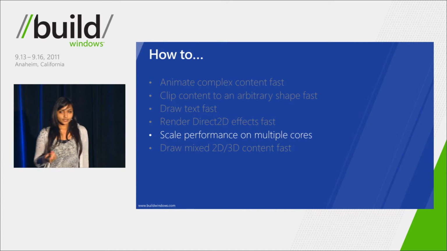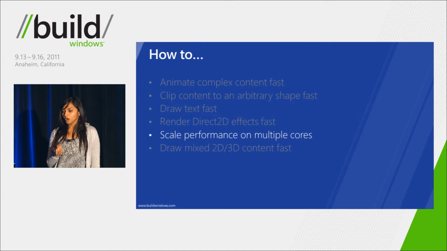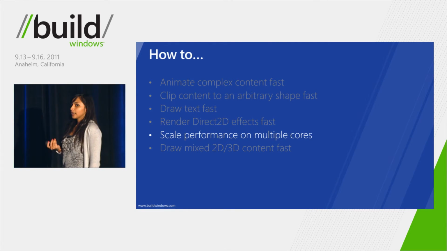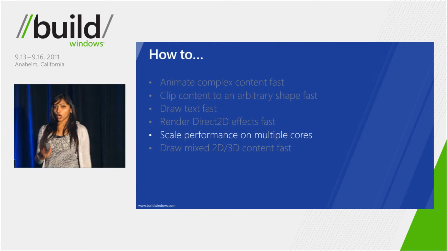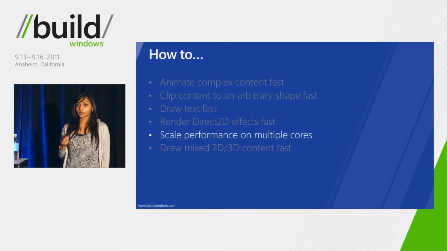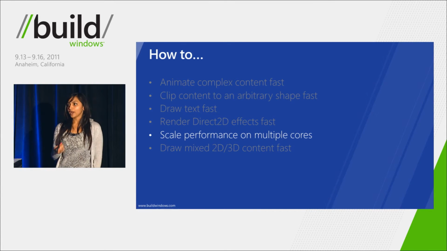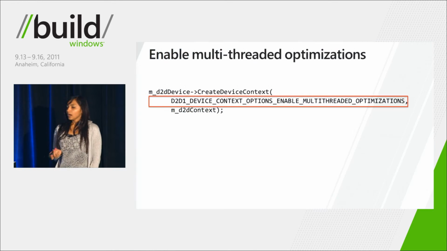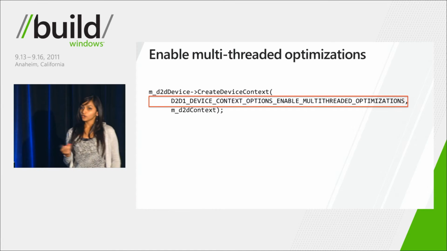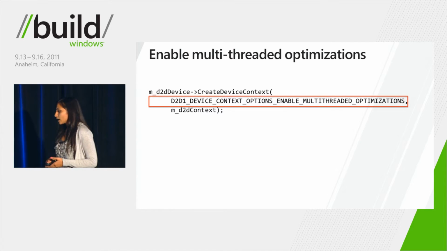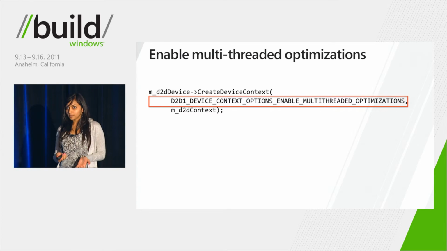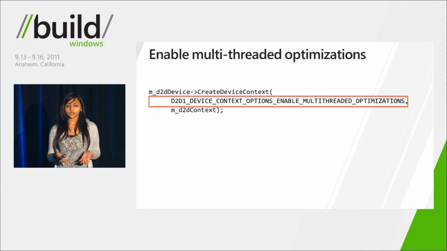So all of you got the Nike tablet, which has an amazing GPU. But apart from the amazing GPU, it also has a really good CPU. What Direct2D in Windows 8 lets you do is not just take advantage of the great GPU, but also scale the performance of your application based on the number of cores you have on your CPU. How do you do that? When you're creating the D2D device context, there is an option where you can opt into enabling multi-threaded optimizations, which will let you take advantage of this feature.